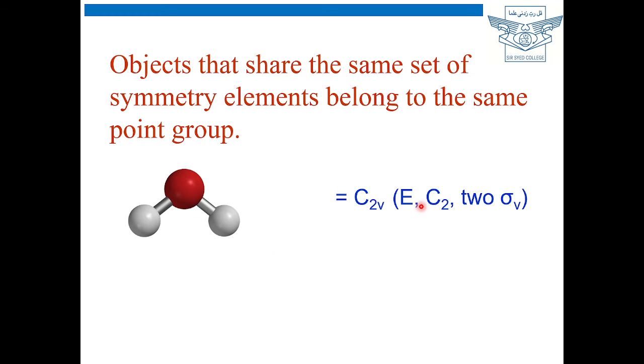So these four symmetry elements constitute the point group C2V, and the order of the group can be said to be 4 because it has 4 symmetry elements: 1 E, 1 C2, and 2 sigma V. So the order of the C2V point group is 4.